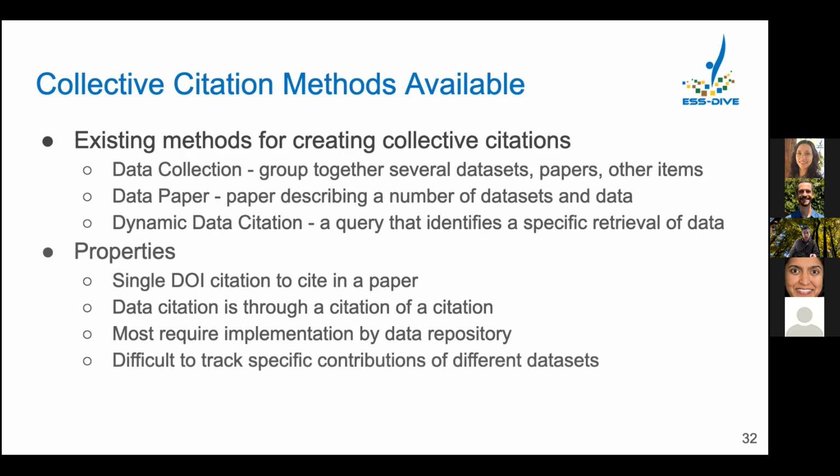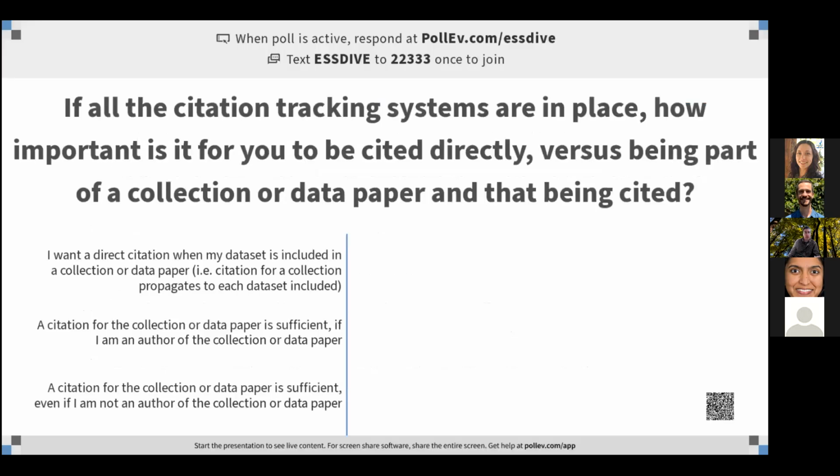And it's still difficult to track the specific contributions of different data sets, right? Because when you bring together these collective groups, let's say we take the 374 Ameriflex data sets and make them a collection, and then people cite that collection. Now, tracking which specific sites this particular paper used gets even worse. So there's a lot of challenges with these various methods.